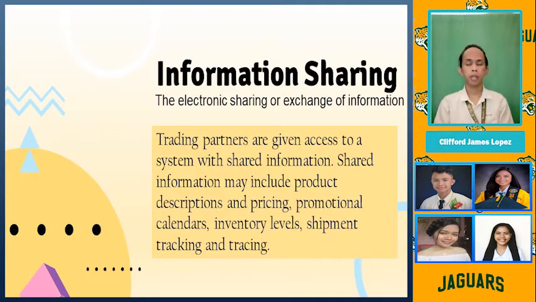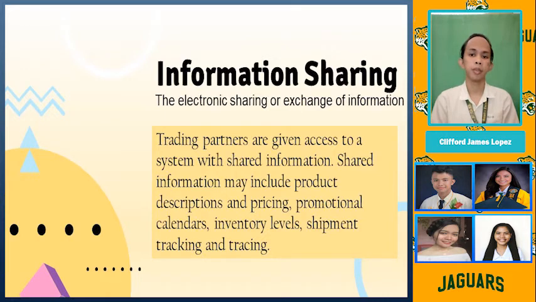The next will be information sharing. The electronic sharing or exchange of information. Information sharing describes the exchange of data between various organizations, people, and technologies. This could be done electronically or through certain systems. Online information sharing gives useful data to business for future strategies. Information sharing and technology is one of the key aspects of coordination amongst parties in a supply chain.